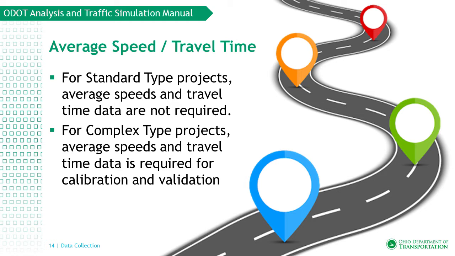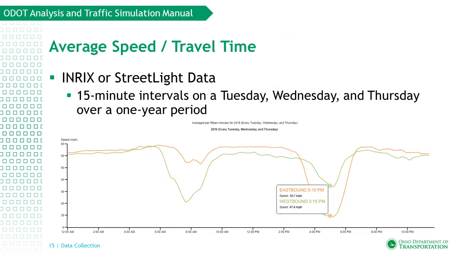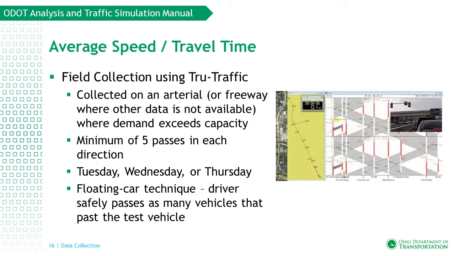analysis for existing conditions. Average speeds and resulting travel times for most interstate, U.S., and state routes in Ohio are available from NPMRDS or StreetLight. The average travel speed should be obtained in 15-minute intervals on a Tuesday, Wednesday, and Thursday over the course of a 1-year period. Where NPMRDS or StreetLight data is not provided, travel times and speeds should be collected using a GPS-based automated device using TrueTraffic. The decision to collect travel time information should be made during the scoping process.